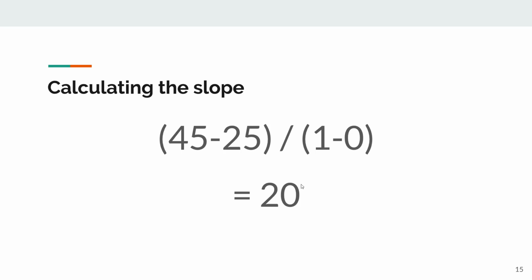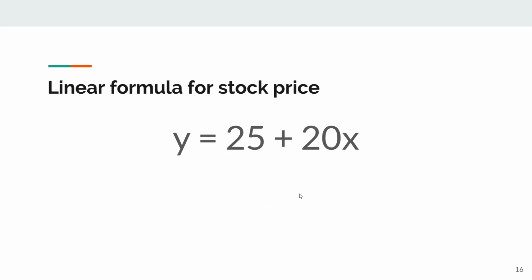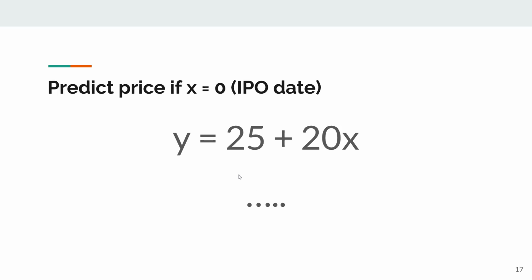So every day moving forward, the price of the stock goes up $20, starting off at the base price or the offset of $25. So in this full algebraic equation, we can see that y equals 25 plus 20x, or y equals 20x plus 25, and this is in the y equals mx plus b format.